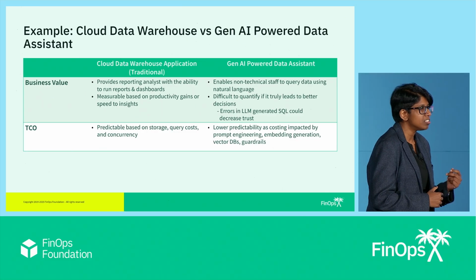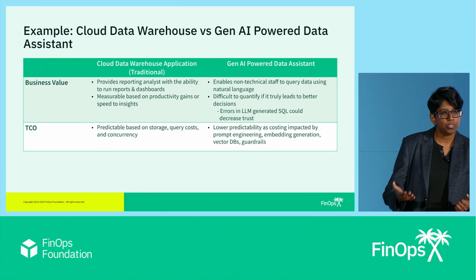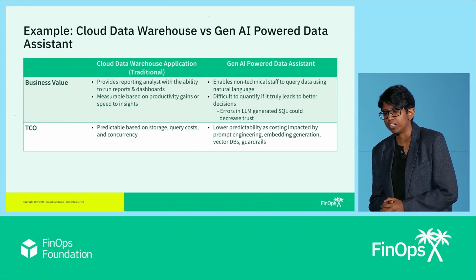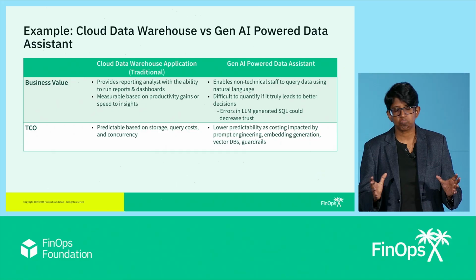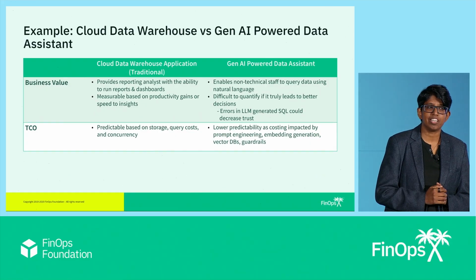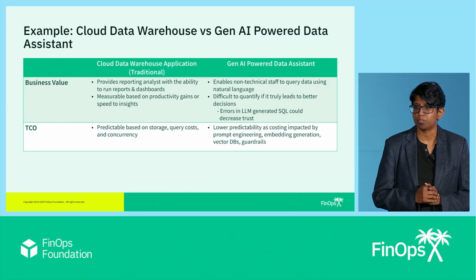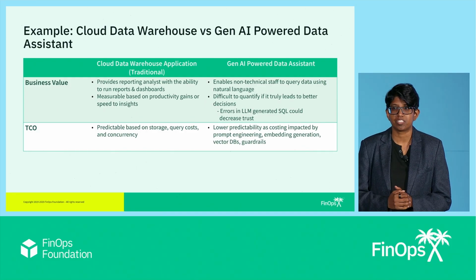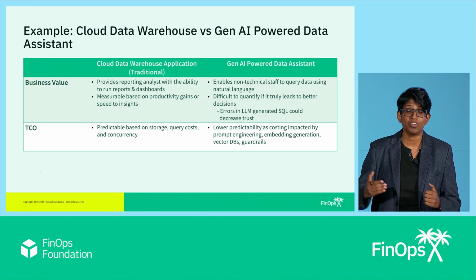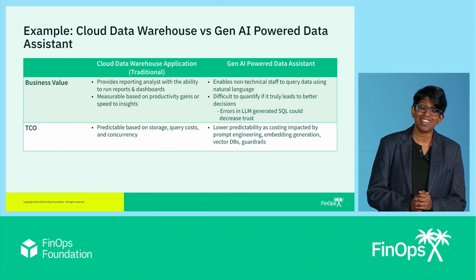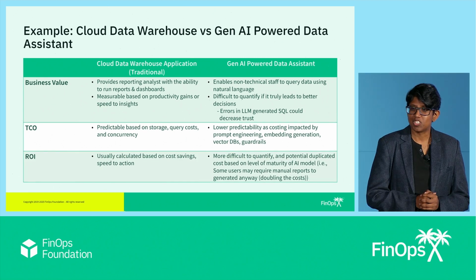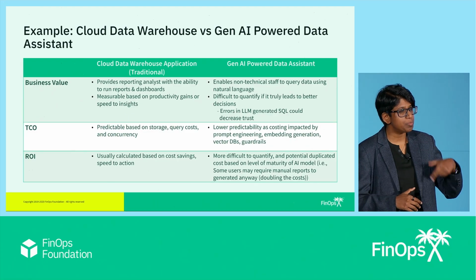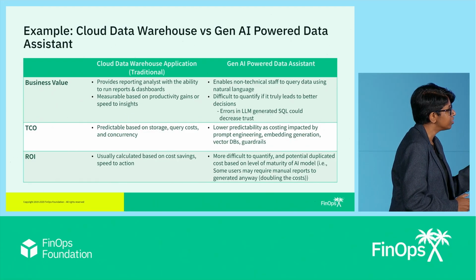Relatively, cloud data warehouses are a lot easier to predict. Like, I know the storage, I know the query costs, I know concurrency, just to name a few of the things. Fairly predictable, I'm good. With GenAI powered data assistants, there are the prompts, the inferences, any embedding generations, the vector databases, any guardrails that maybe someone forgot to put in and we never knew, based on how creative some of the users can actually get. That's always fun. And then ROIs, of course, are usually calculated based on cost savings, speed of insights, productivity gains, all of those pieces, a lot easier.